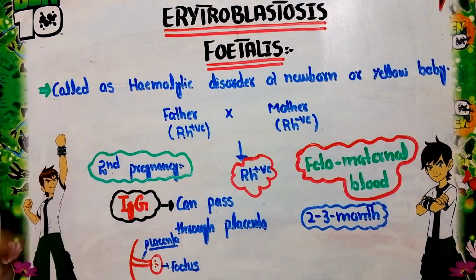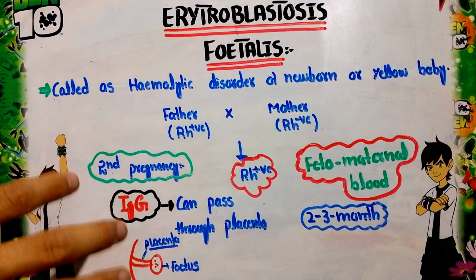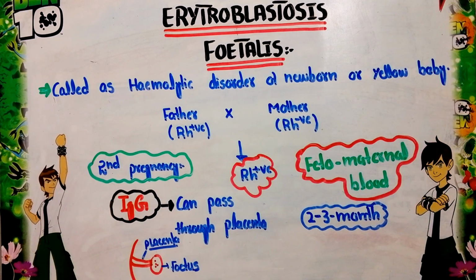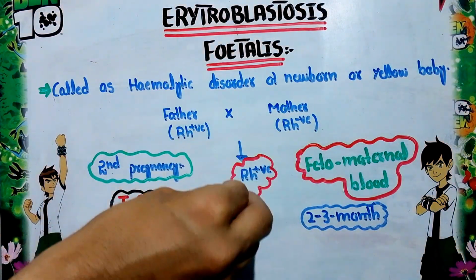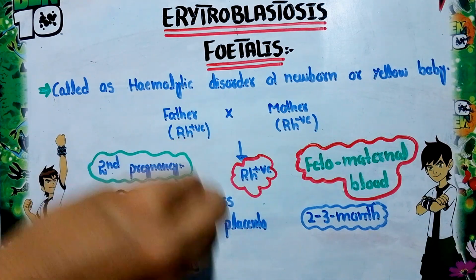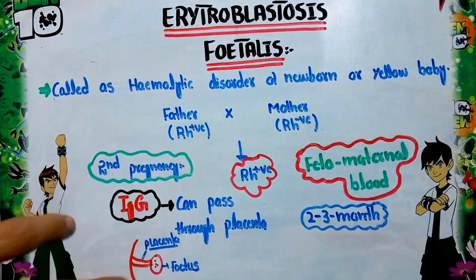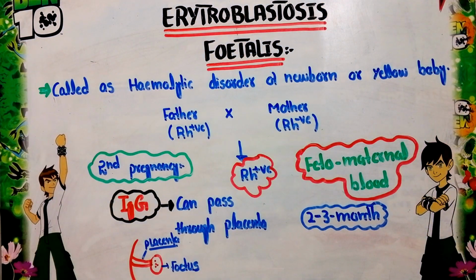In this case, the antigen present in the fetus's blood stimulates antibody formation in the mother's body, and this stimulation of antibodies takes about 2 to 3 months. So the antibodies are formed in the mother's body against the fetus's blood. Now what happens?